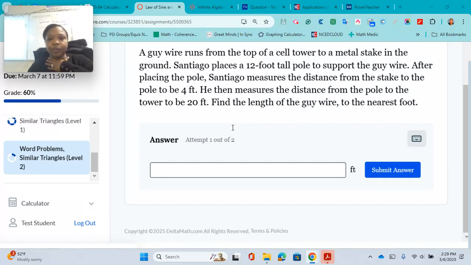A guy wire runs from the top of a cell tower to a metal stake in the ground. Okay. Here's the guy wire. Here's the ground. That metal stick right here. Okay, that's the guy wire, and it was coming from the top of a cell tower. This is the cell tower right here. Santiago places a 12-foot tall pole to support the guy wire. The pole right here, 12 foot.